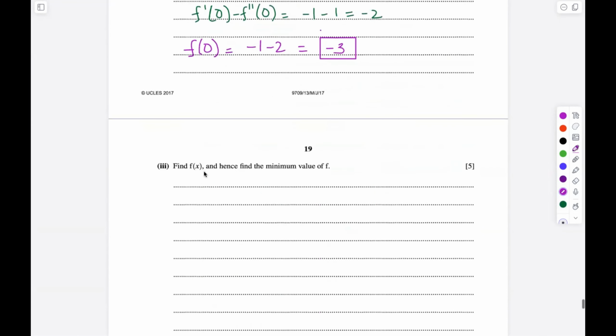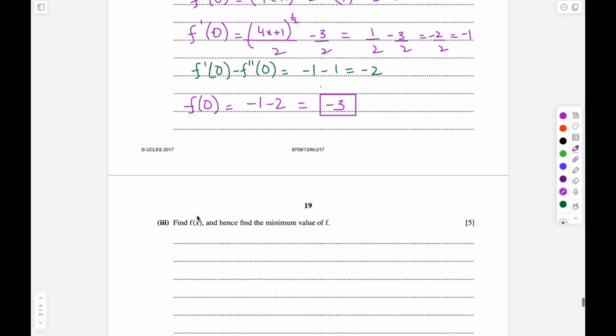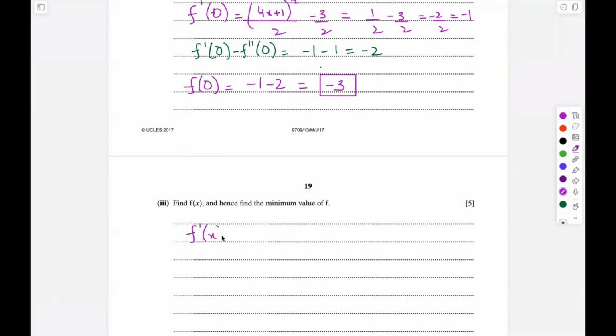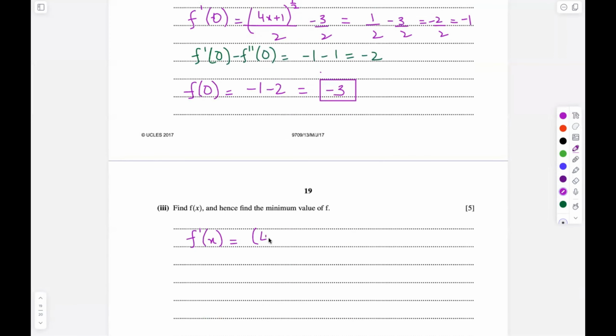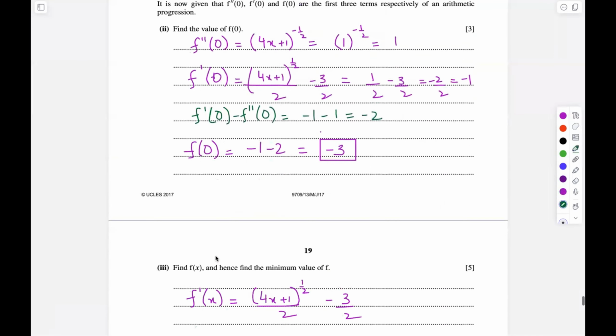Now in part 3, it says find f of x and hence find the minimum value of f. Now to find f of x, we have the expression for f dash of x, which is (4x plus 1) to the power 1 upon 2 upon 2 minus 3 upon 2. Now to find the expression for f of x, we'll have to integrate this expression.